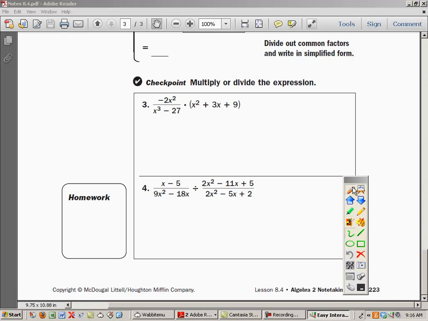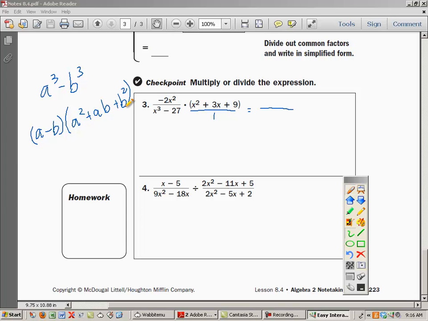All right, number 3, we're multiplying. So again, this is multiplying by this over 1. We'll notice again that the denominator of this thing is the difference of cubes pattern. If you recall, the difference of cubes pattern, a cubed minus b cubed, becomes a minus b times a squared plus ab plus b squared.